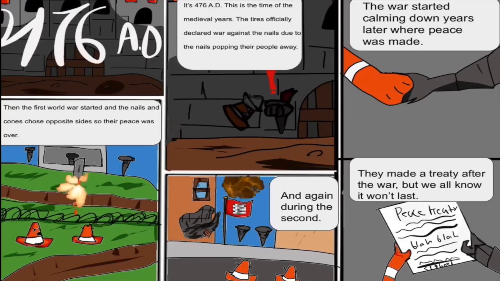The rubber war. It's 476 AD. This is the time of the medieval years. The Tyres officially declared war against the Nails due to the Nails popping their people away. The war started calming down years later where peace was made.